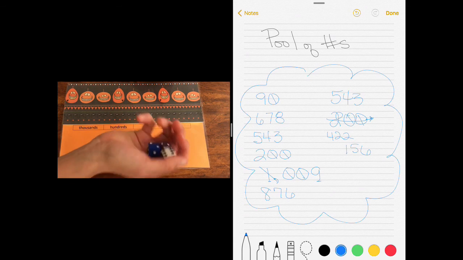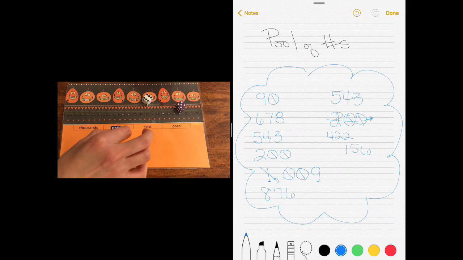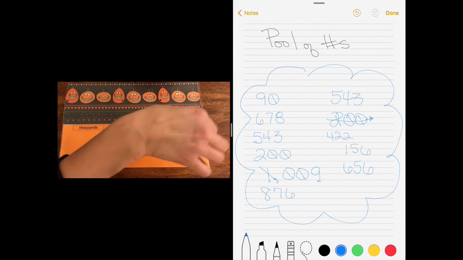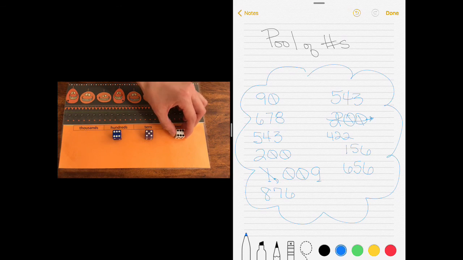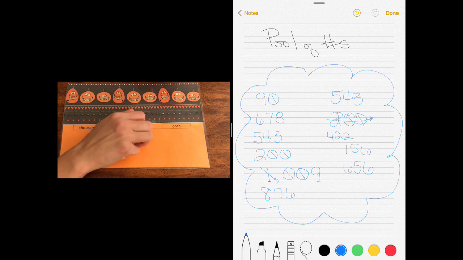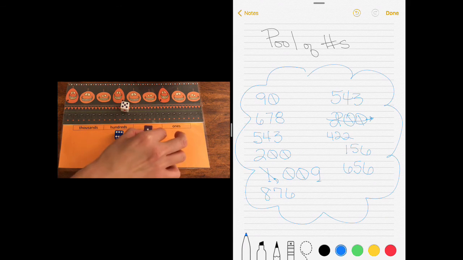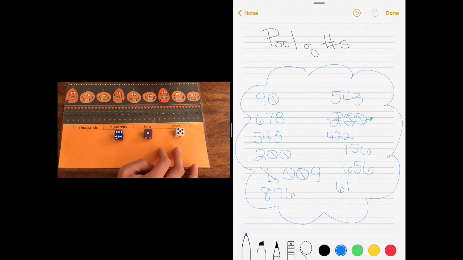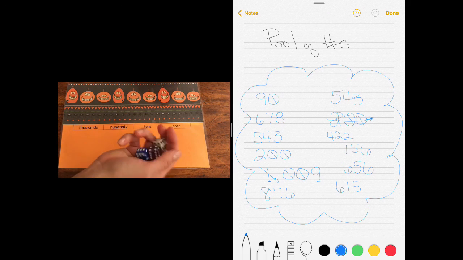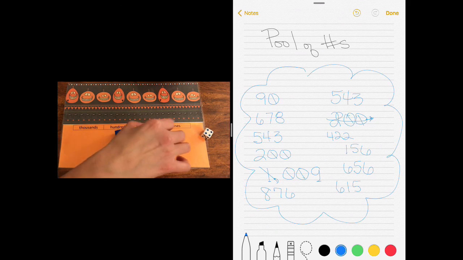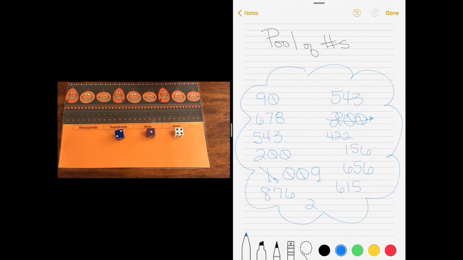Now I have 156, 656, 615, and lastly 214.